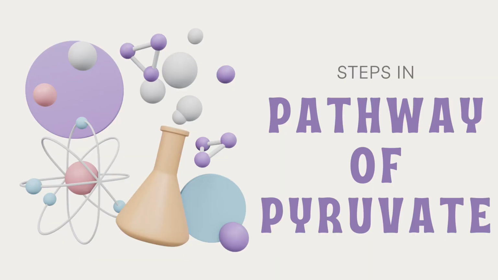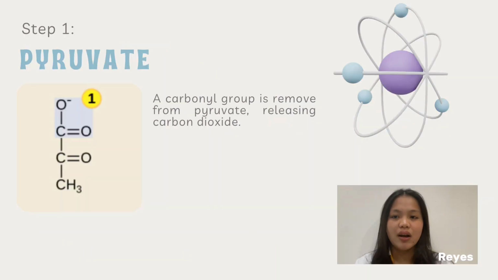Pathways of pyruvate. In step 1, a carboxyl group is removed from pyruvate, releasing a molecule of carbon dioxide into the surrounding medium. The result of step 1 is a 2-carbon hydroxyethyl group bound to the enzyme pyruvate dehydrogenase. This is the first of the 6 carbons from the original glucose molecule to be removed.